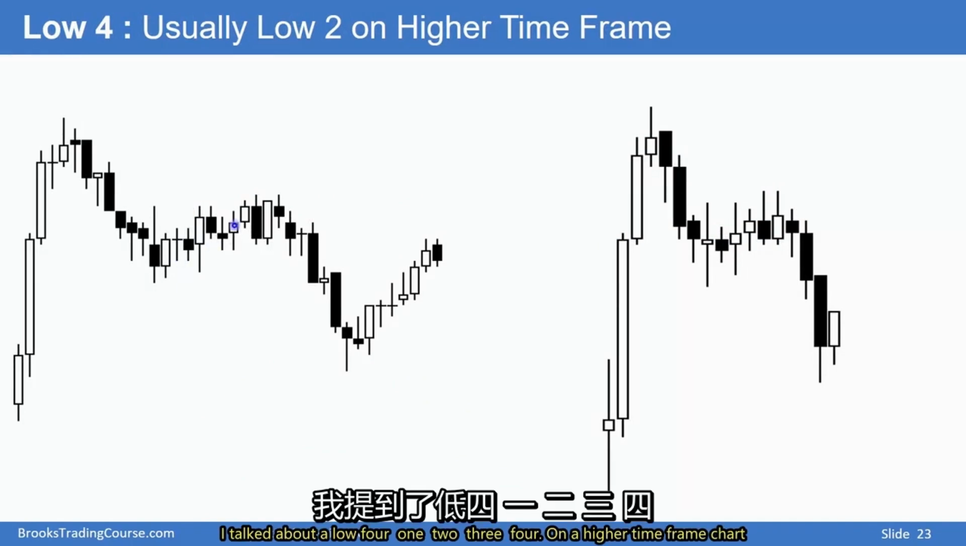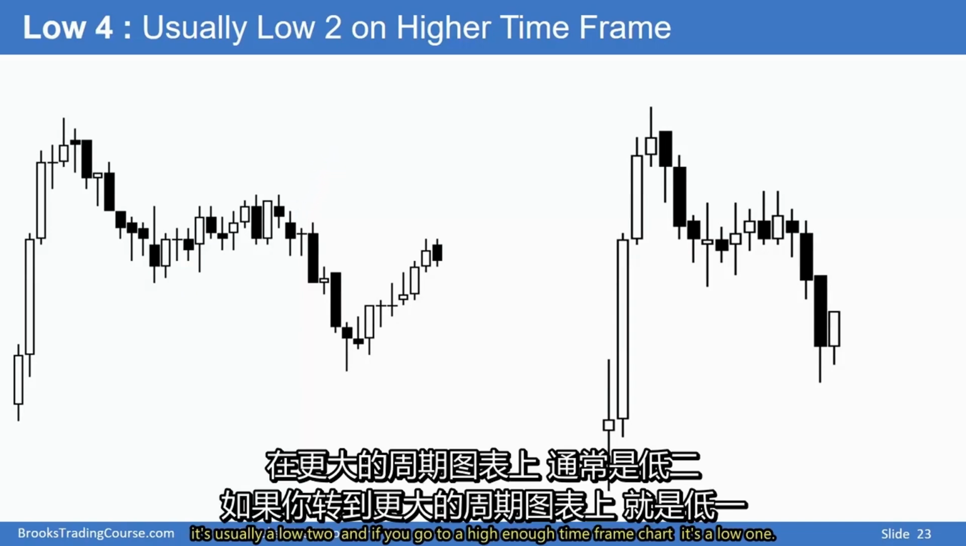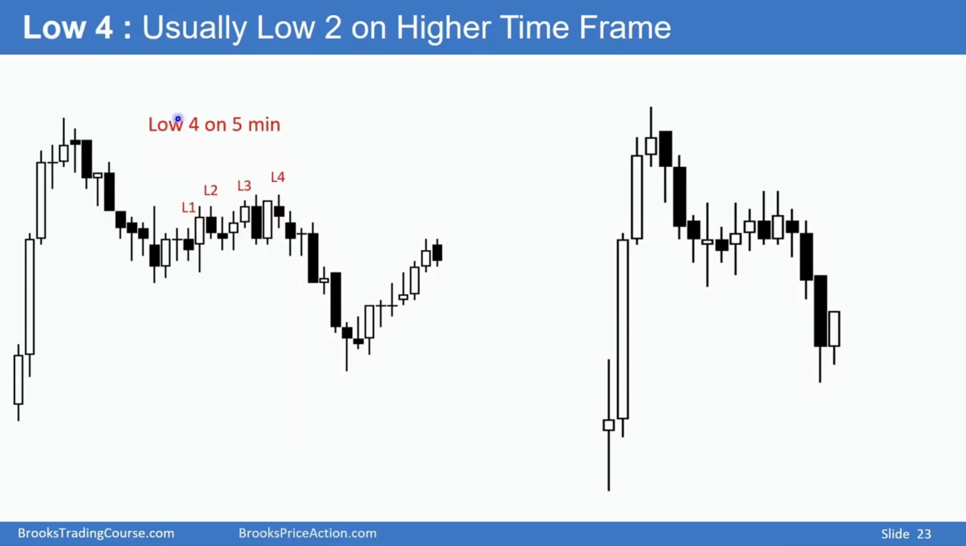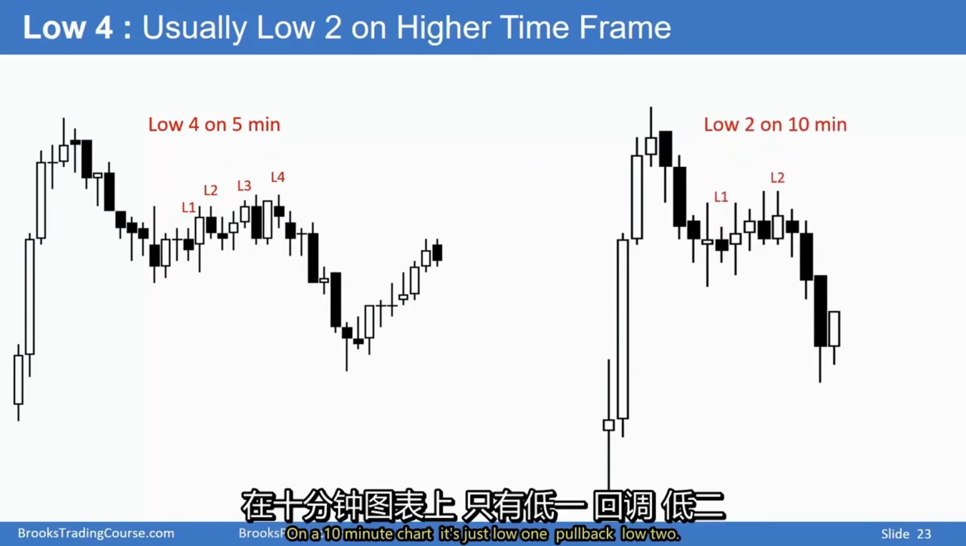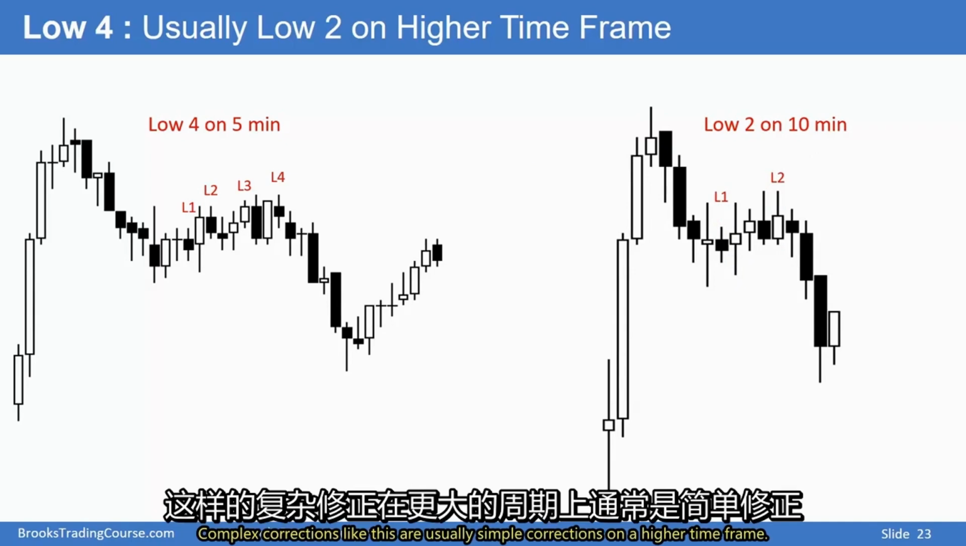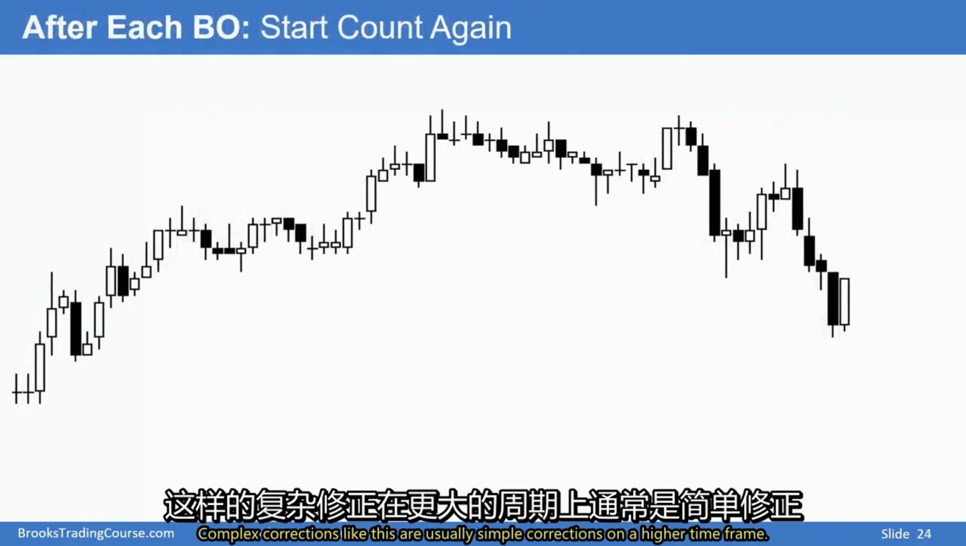I talked about a low 4, 1, 2, 3, 4. On a higher time frame chart, it's usually a low 2. And if you go to a high enough time frame chart, it's a low 1. So a 5-minute chart, low 1, low 2, low 3, low 4. On a 10-minute chart, it's just low 1, pullback, low 2. Complex corrections like this are usually simple corrections on a higher time frame.